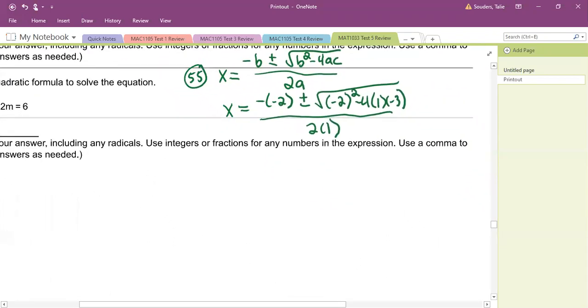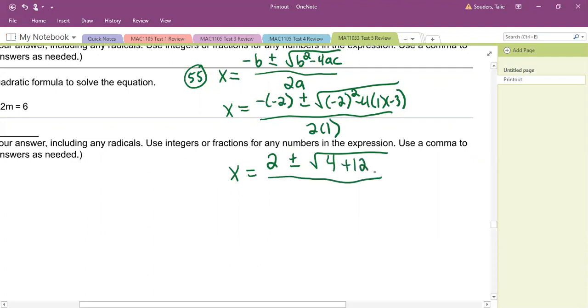What is -(-2)? Positive 2. Good. And then what is -2 squared? 4. Then -4 times 1 times -3? Positive 12. Very good. A little negative made it positive.